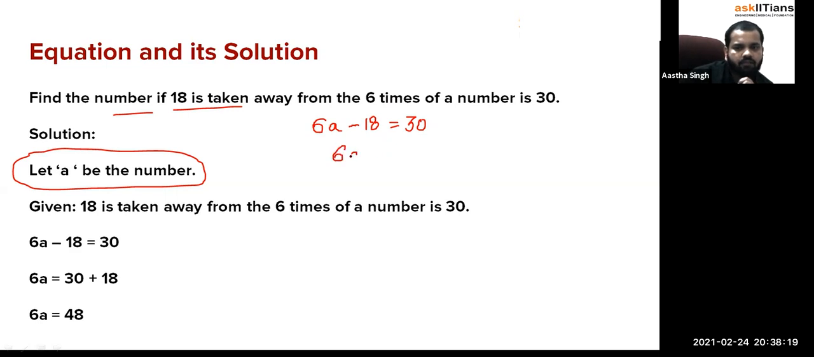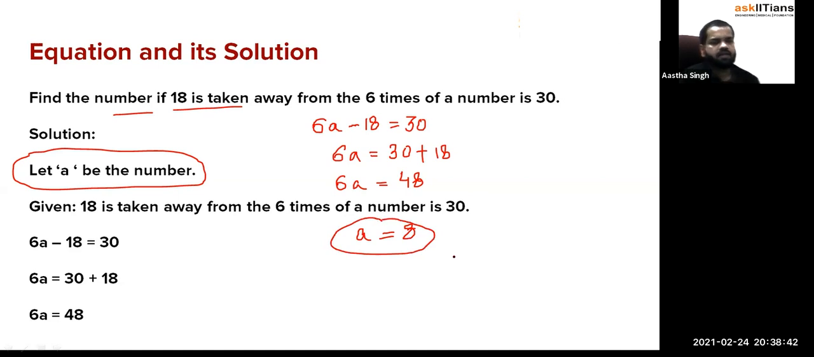So 6A will be equal to 30, and this minus 18 will go to your right hand side and become plus 18. So 30 plus 18, which is equal to 6A, is equal to 48. So basically A is equal to 8. So 8 is that number. If you take out 18 from 6 times 8, then it becomes 30.